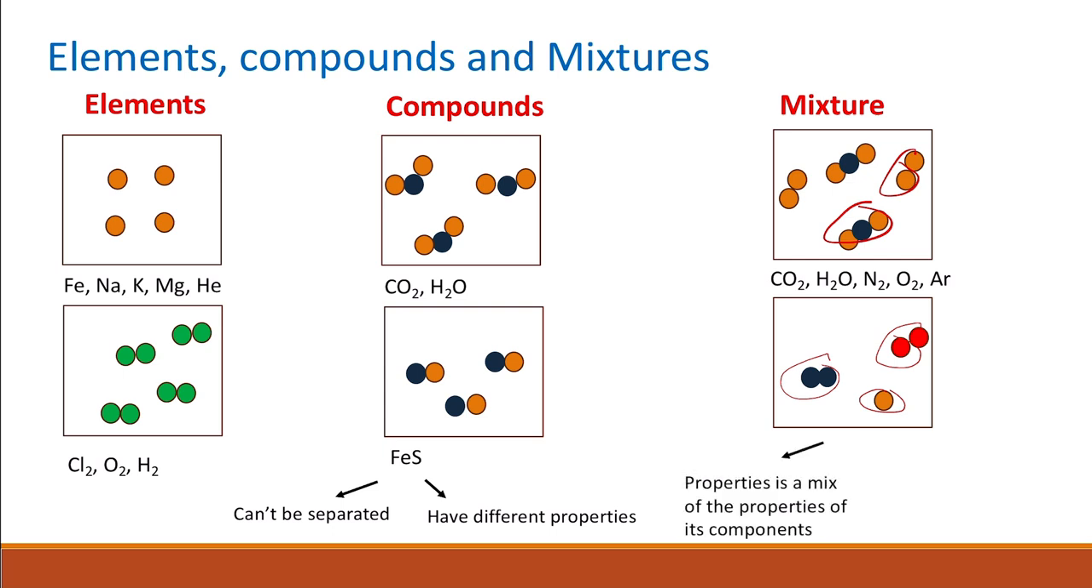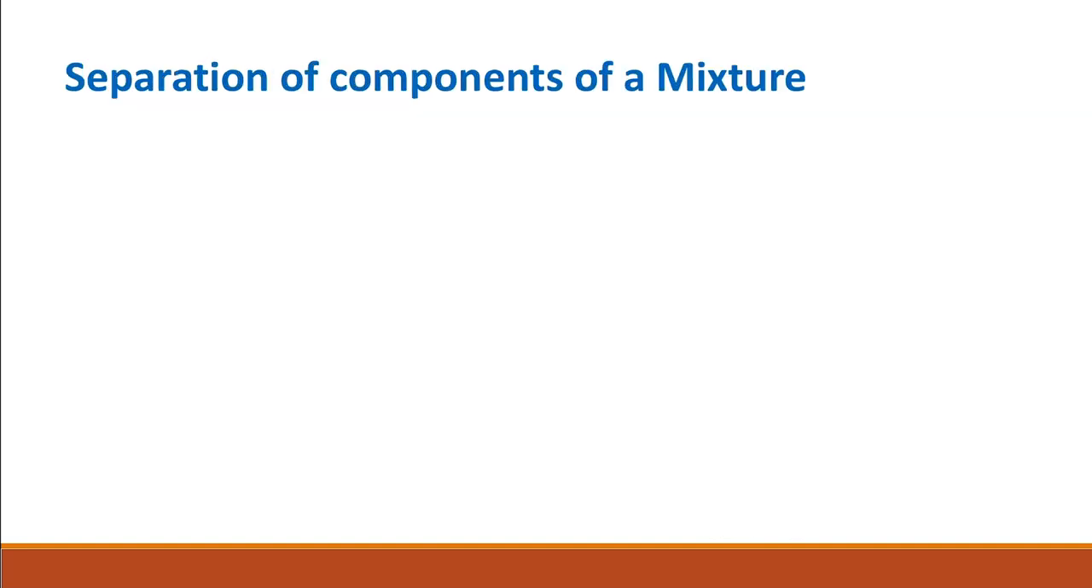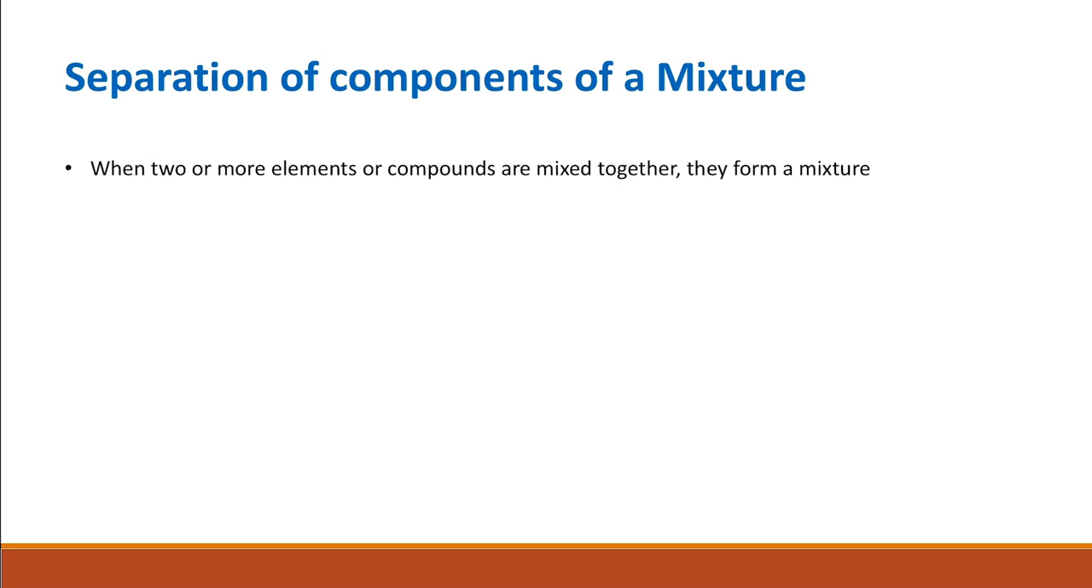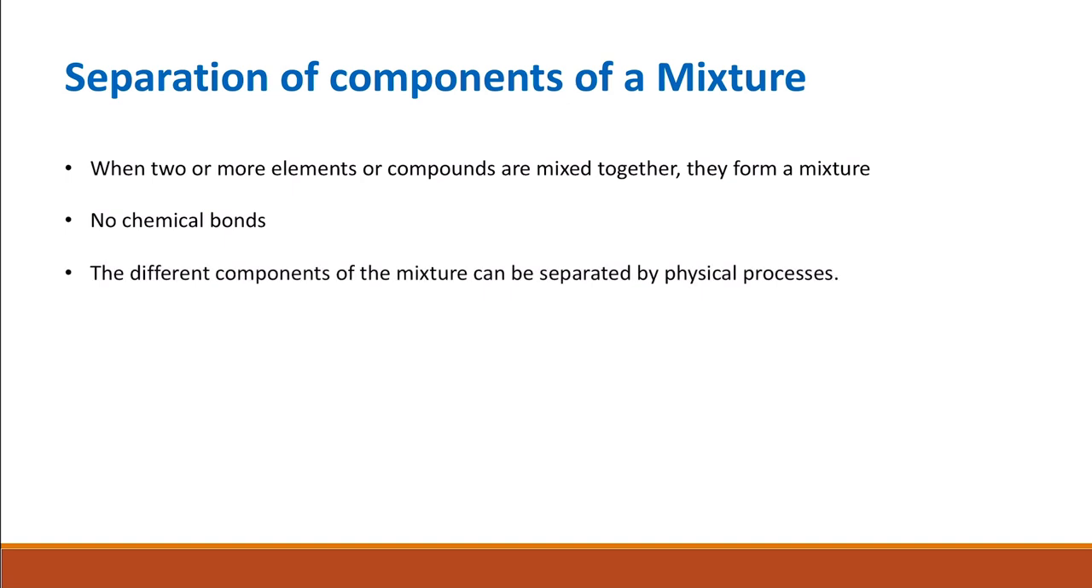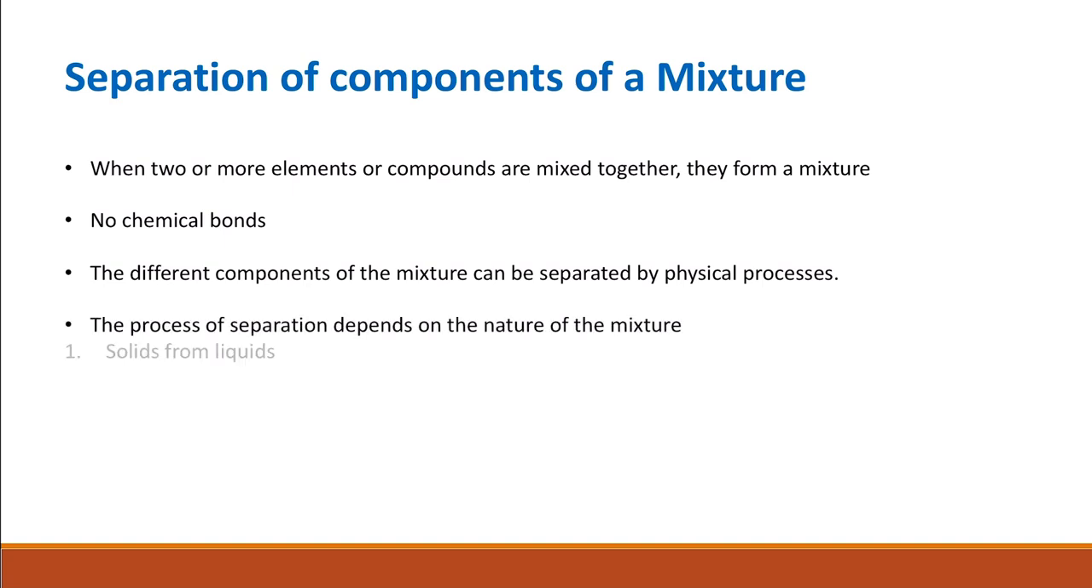The properties of the mixture are a mix of the properties of its components. And because they are not chemically combined, the components of a mixture can be separated using physical processes. So when two or more elements or compounds are mixed together, they form the mixture. There is no chemical bond here, so the different components of the mixture can be separated by physical processes. The process of separation will depend on the nature of the mixture.